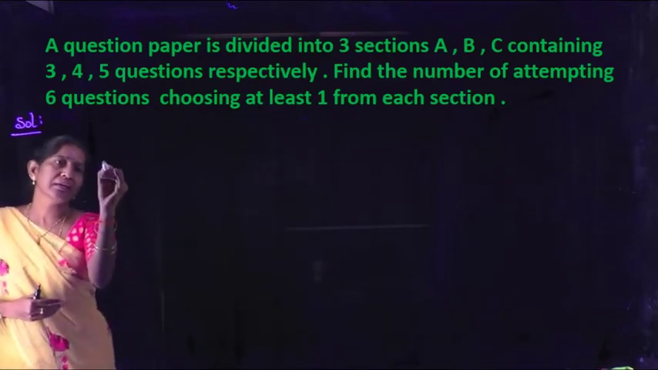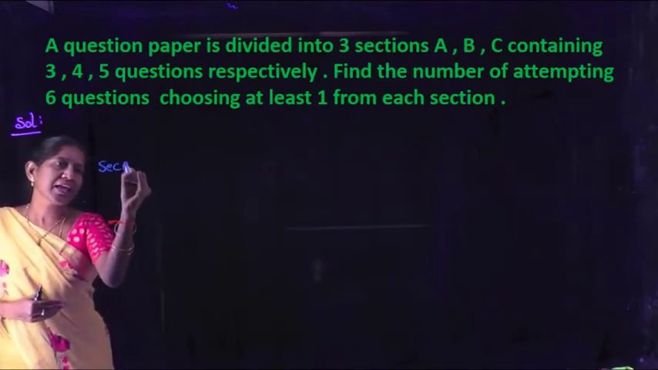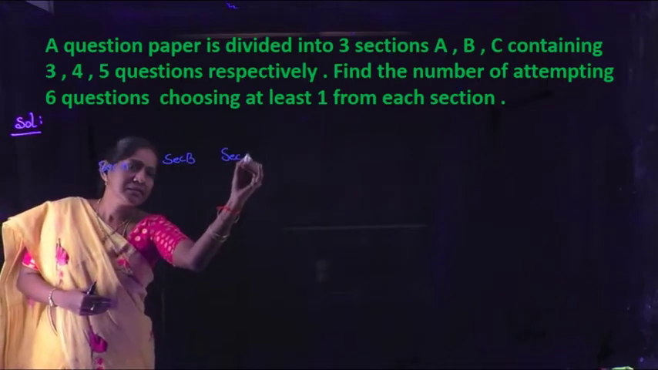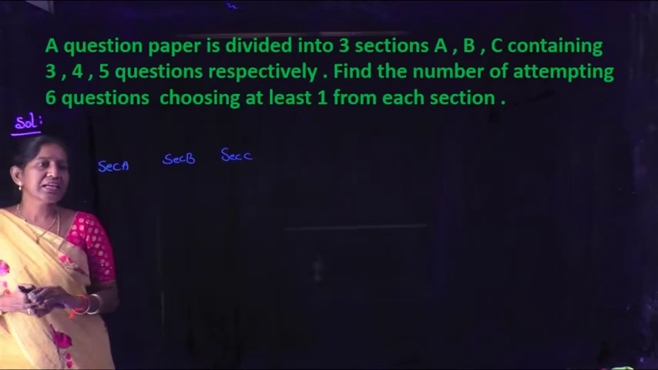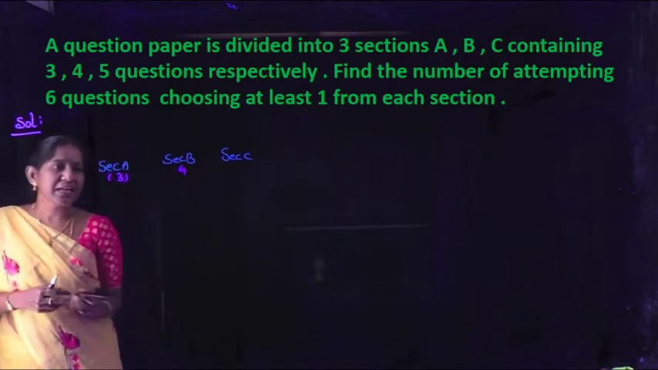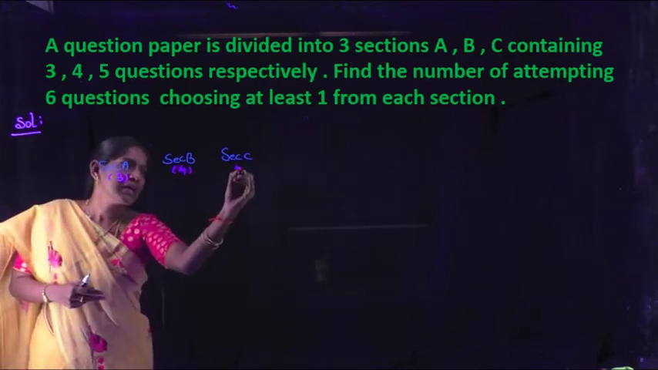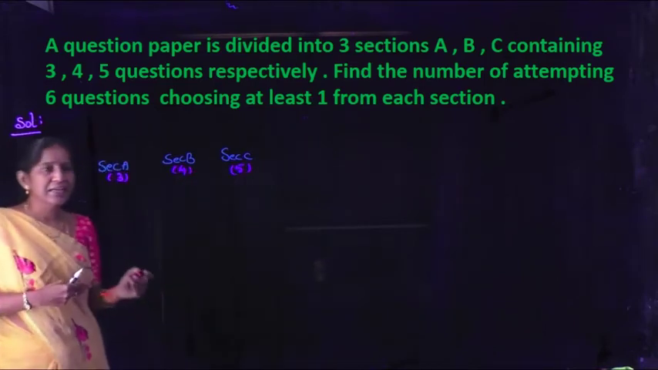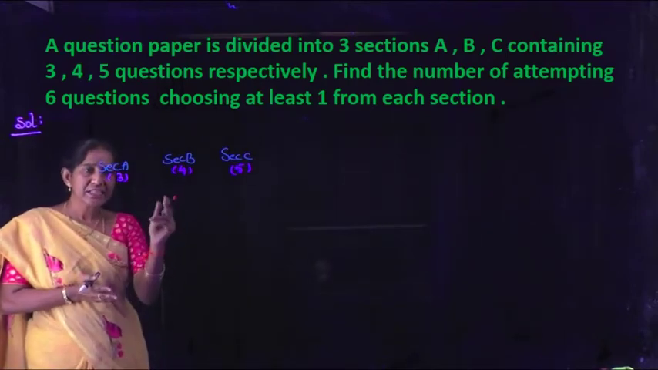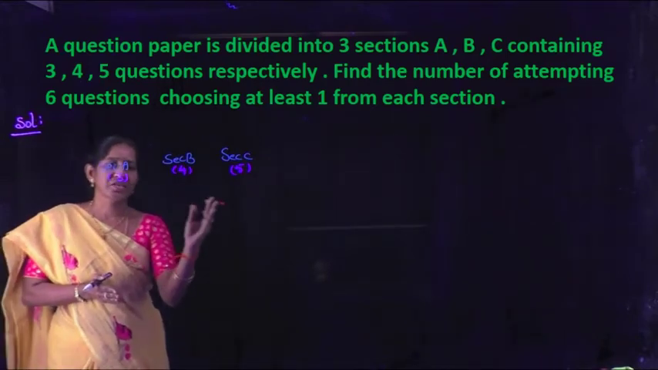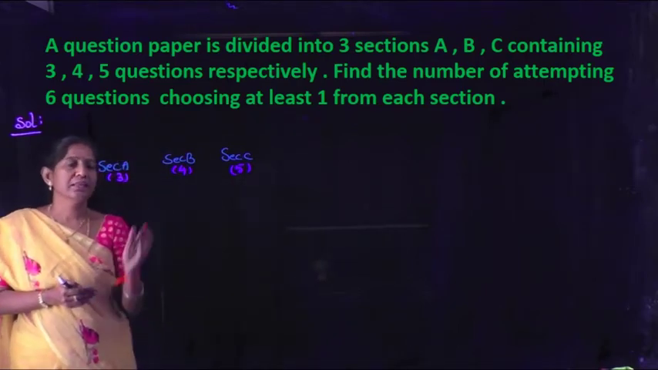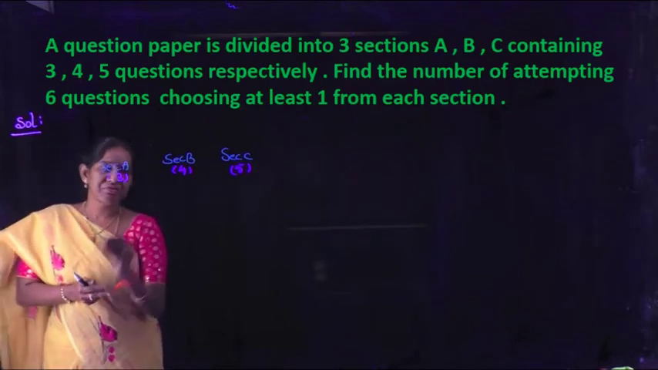So given section A, section B and section C. Section A contains 3 questions, section B contains 4 questions and section C contains 5 questions. We have to choose at least one question from each section and the total number of questions is 6. Then the selection may be of the following types.